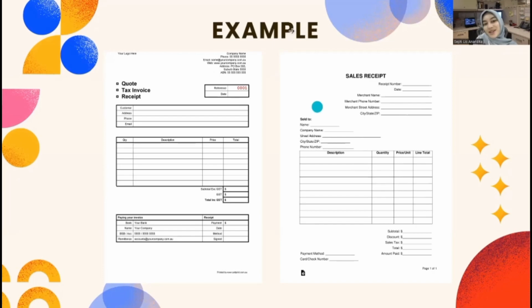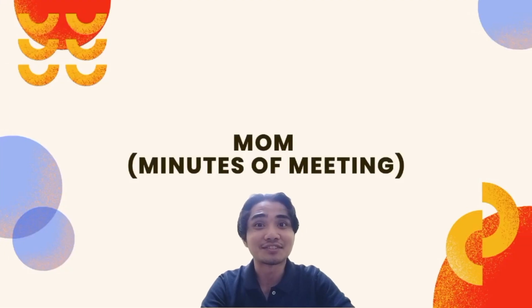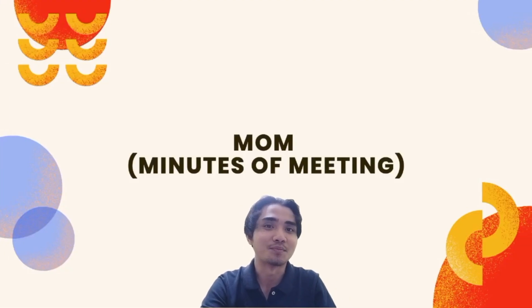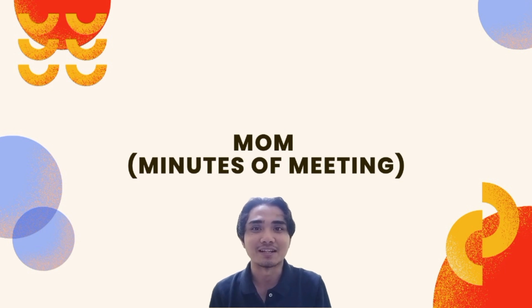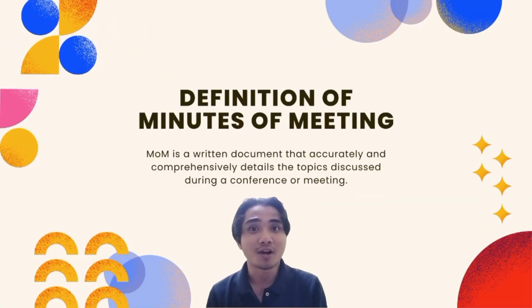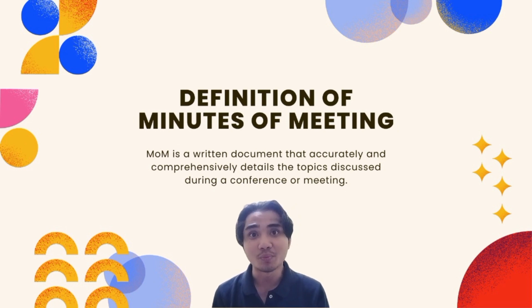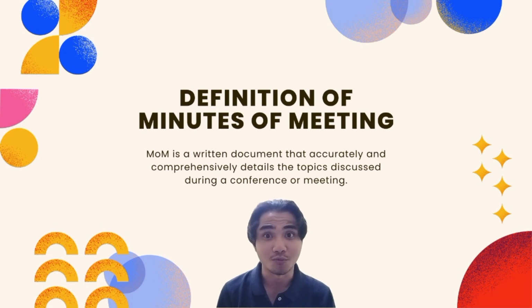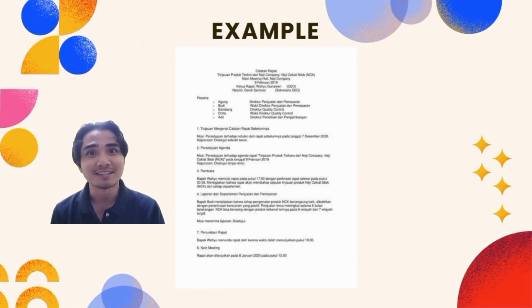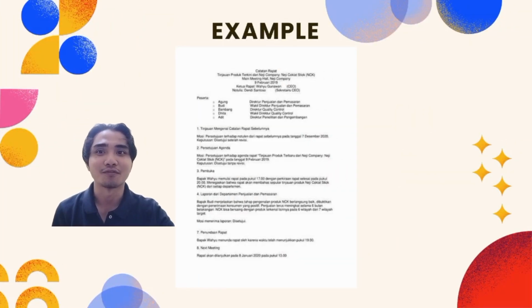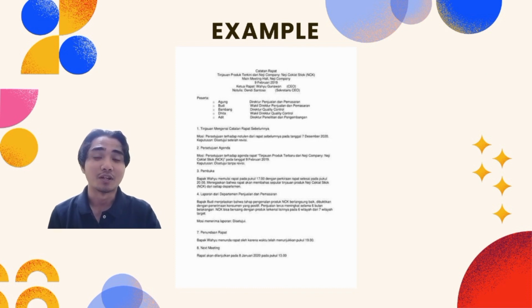So, this is about receipts. Okay, the next topic we can discuss is minutes of meeting. What are minutes of meeting? Minutes of meeting is a written document that accurately and comprehensively details the topics discussed during a conference or meeting. And that is an example of the minutes of meeting.